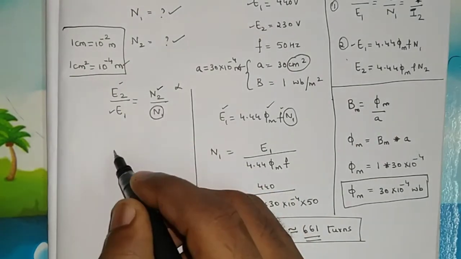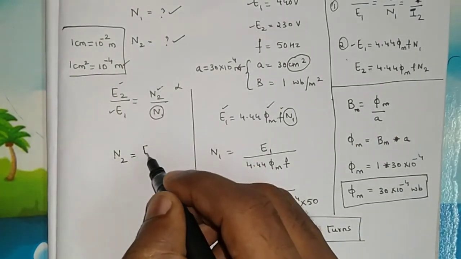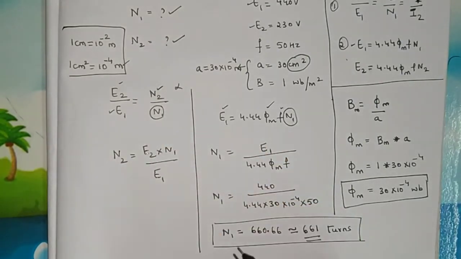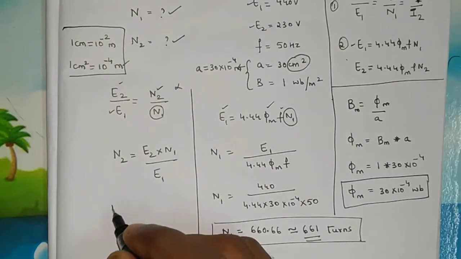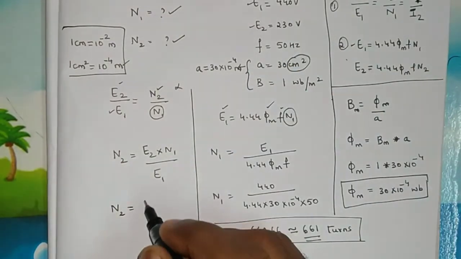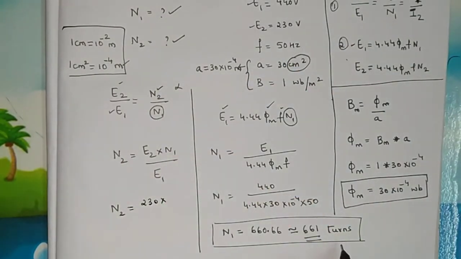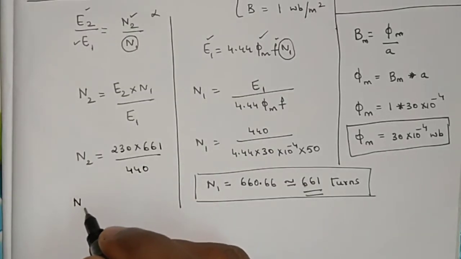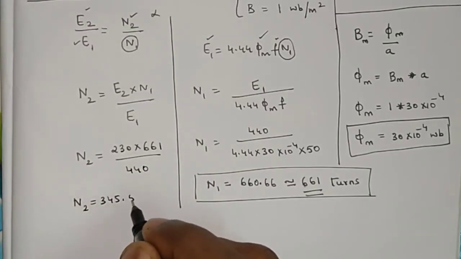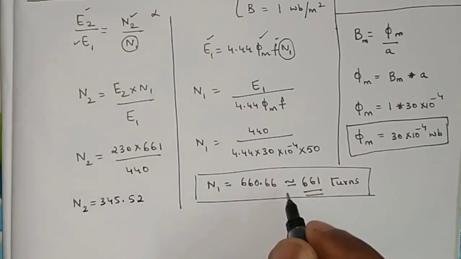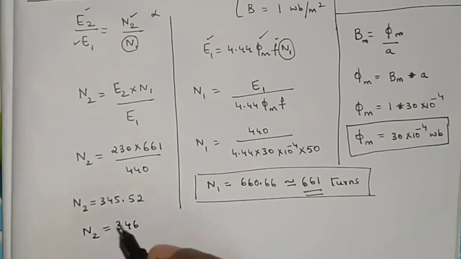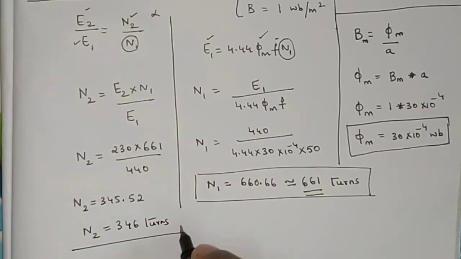So if I rearrange for N2, I can write this ratio formula as E2 into N1 divided by E1. Just cross multiply and simplify this and write down the equation. So you will get this formula for N2. So I'll substitute all the values. E2 is given as 230 into N1 we have found out as 661 divided by E1 is also given 440 volt. So when I simplify this, I will get the answer as 345.52. As I told earlier, number of turns has to be written as a whole number. So I need to round it off. So the next highest number will be 346 and the unit will be turns.